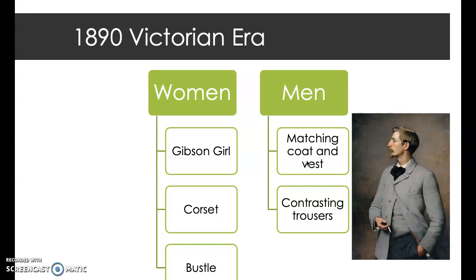All right, for men, they had a matching coat and vest. If you look at this picture, his vest and his jacket match. And then there's contrasting trousers. Typically, the coat and vest are the same fabric, and then the trousers, or pants, are a darker fabric. Sometimes there would be pinstripes in it, but it's just different than the coat and the vest.